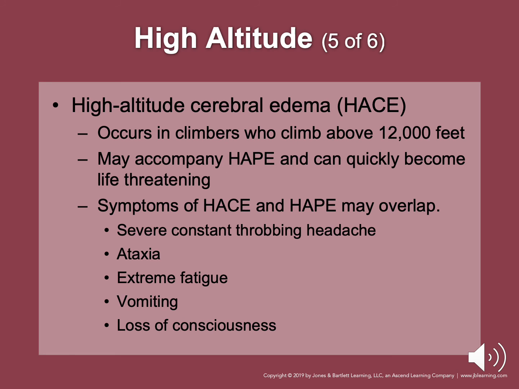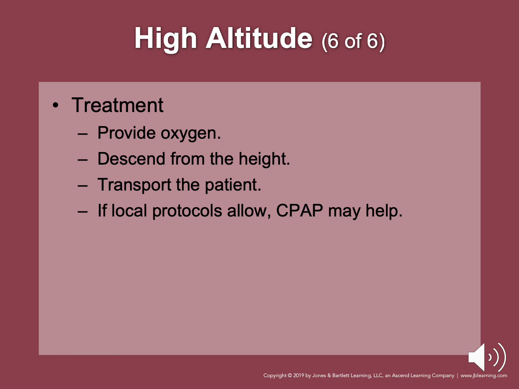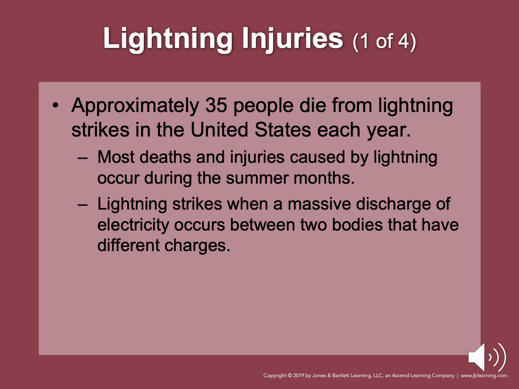Lightning injuries. Approximately 35 people die from lightning strikes in the United States each year. Most deaths and injuries by lightning occur during the summer months when people are outdoors. Lightning strikes are a massive discharge of electricity between two bodies that have different charges. So a person may not sustain a direct hit from lightning to be injured. Lightning carries enormous electrical power. Electricity from lightning is direct, not alternating.